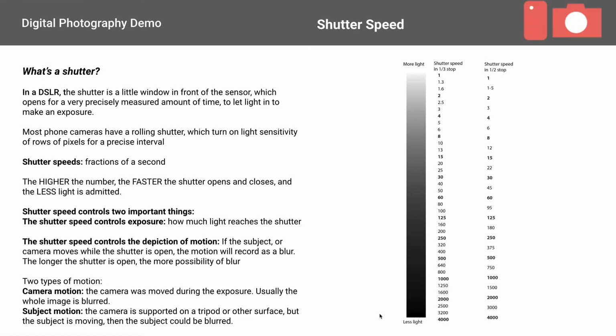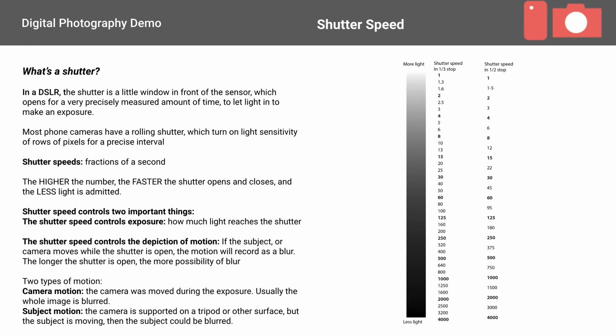Okay, I want to talk a little bit about shutter speeds. The shutter in a DSLR is a little window in front of the sensor which opens for a precisely measured amount of time to let light in, which is what makes the exposure on your sensor. Many phone cameras have a rolling shutter which turns on light sensitivity of rows of pixels for a precise interval. Some of them actually turn the whole sensor on for a precise interval. Either way, the important number is the shutter speed.